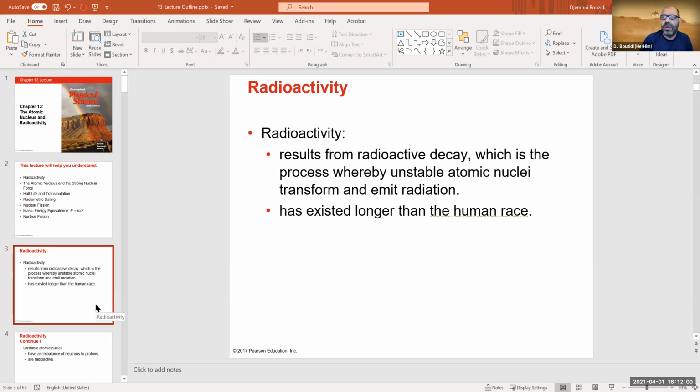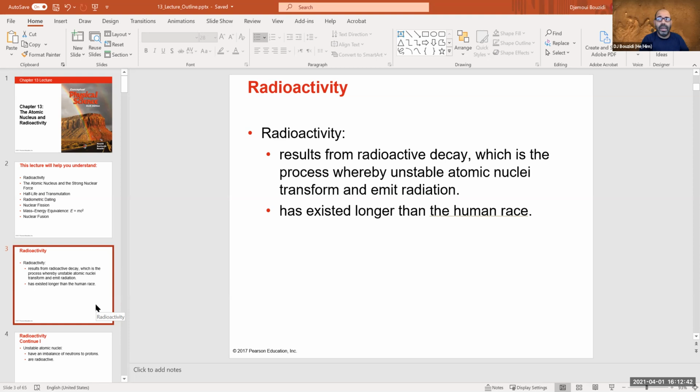Radioactivity results from radioactive decay, which is the process whereby unstable atomic nuclei transform and emit radiation. Again, as I said before, nuclei can be stable. For example, the nucleus of helium, which is also called the alpha particle, is a stable configuration. It's not going anywhere, okay? But if I start fusing more and more protons and neutrons, at some point there is an imbalance in terms of the energy, and the nucleus gets rid of that excess energy through this process, which is called radioactivity.